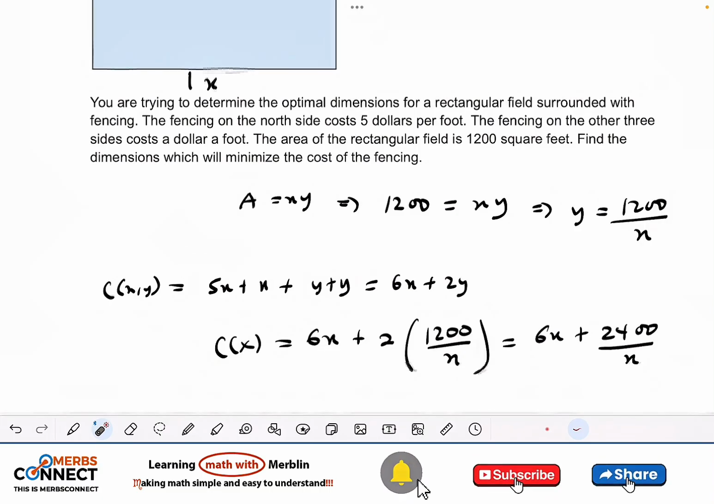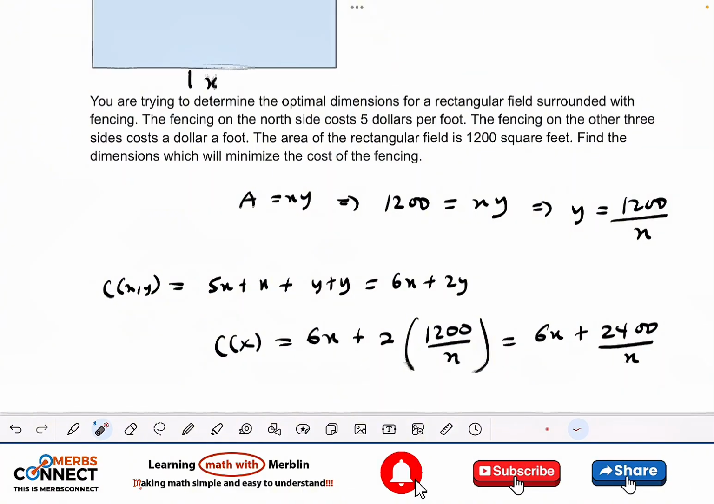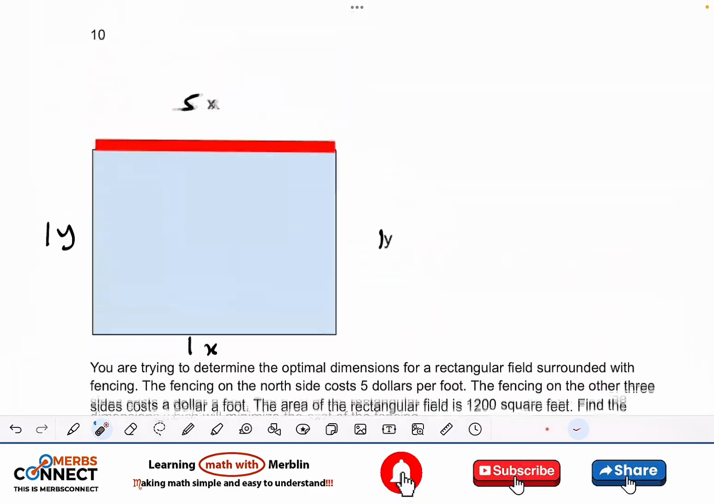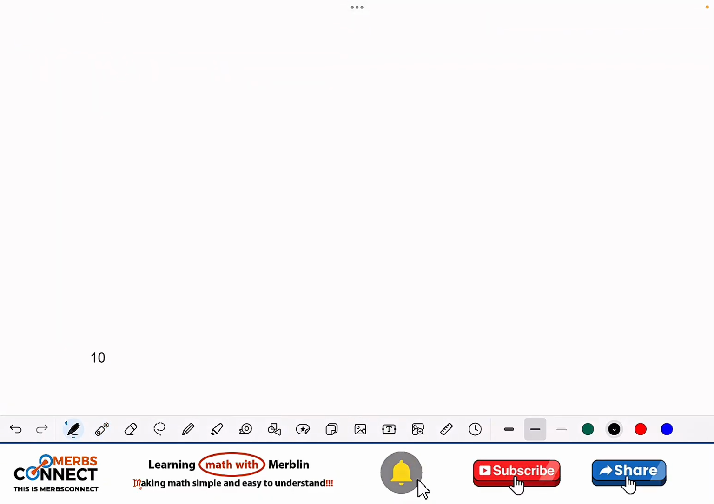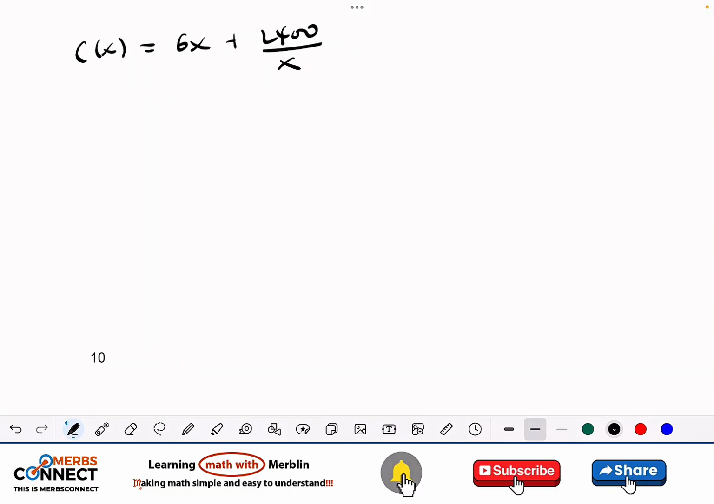So this is my cost function that I have gotten. So now I need to find a dimension. But before we find the dimension, let's try and work with the domain. Let's try and find the domain of this function. So let me go up there and write this function there so that we can use the work sheet. So we saw that now our cost function is equal to 6x plus 2400 divided by x. Is that right? Yeah, that's right. So let's find the domain.